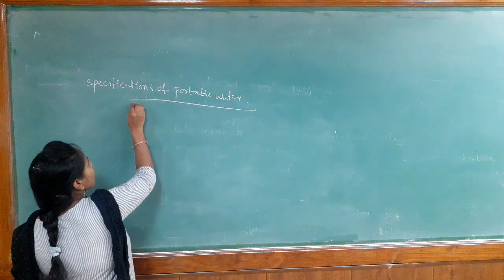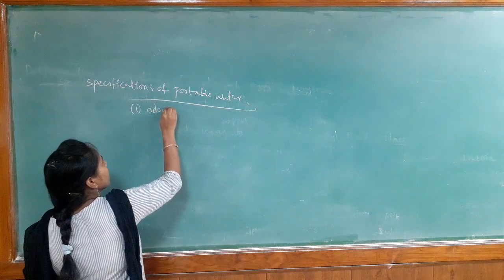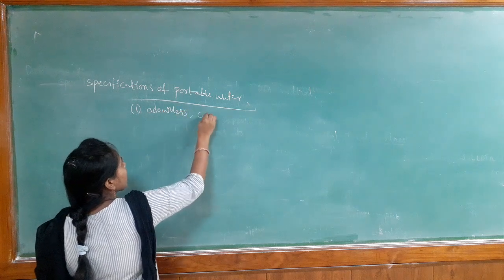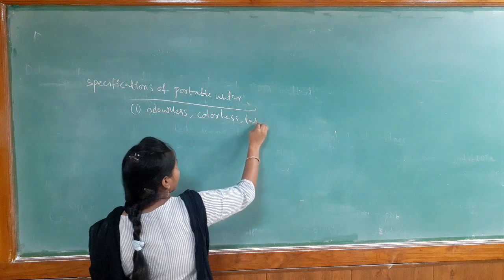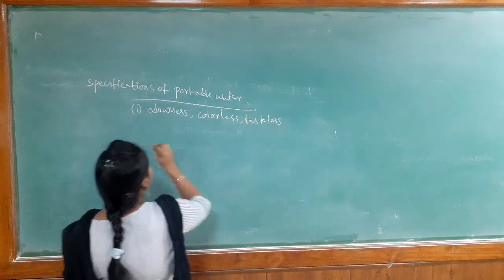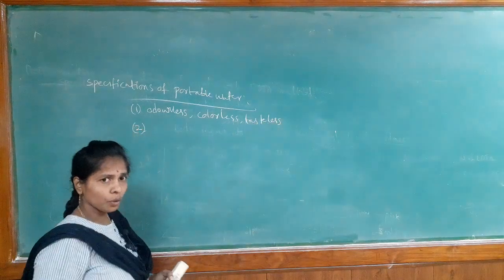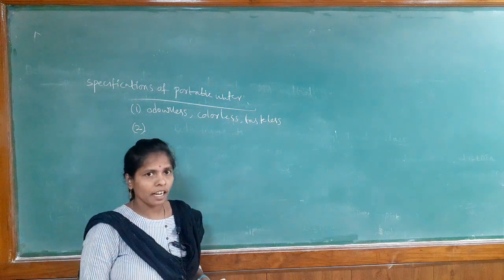So, these are the basic specifications of the drinking water. So, what is the first point? Odorless, colorless and tasteless. And what is the other specification? You know that specification also, the pH level.